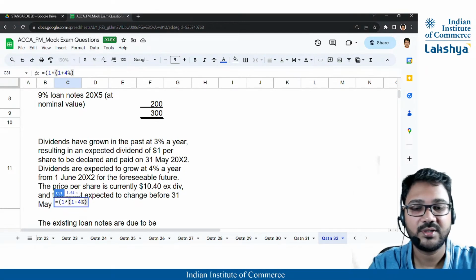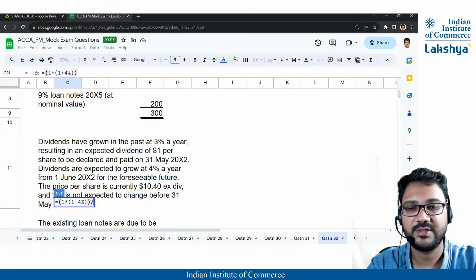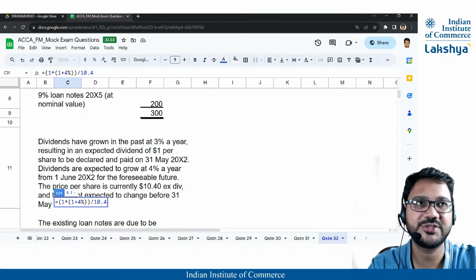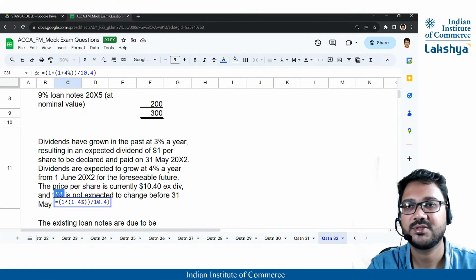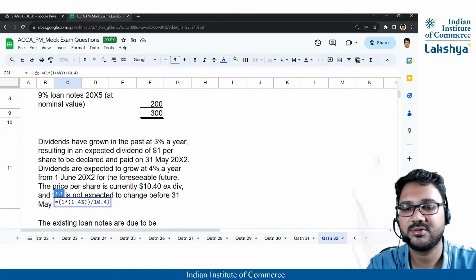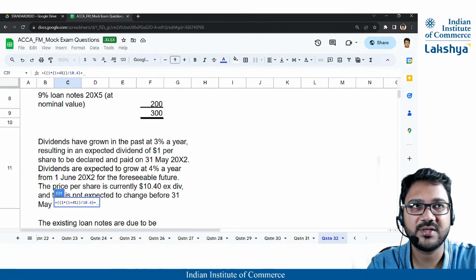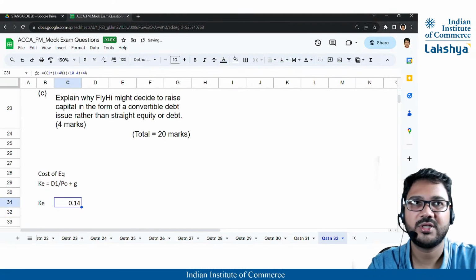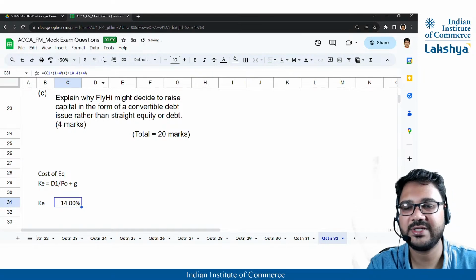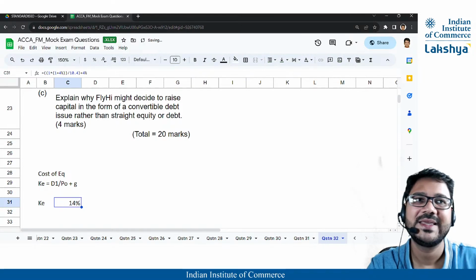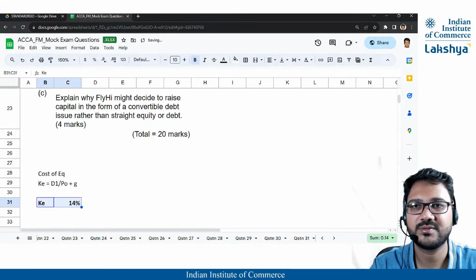All right. So this is the numerator divided by price. Price is 10.4, already given to us, the ex-dividend share price, which is what we require. Okay, this is the whole thing, plus g being 4%. Okay, so 14% is cost of equity. All right, very simple. Now cost of debt.